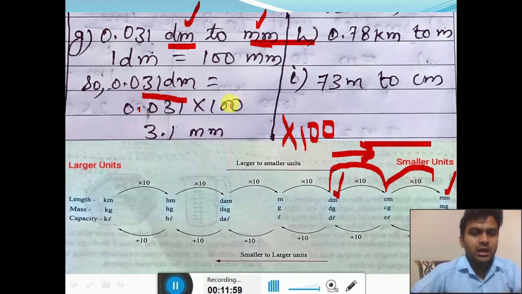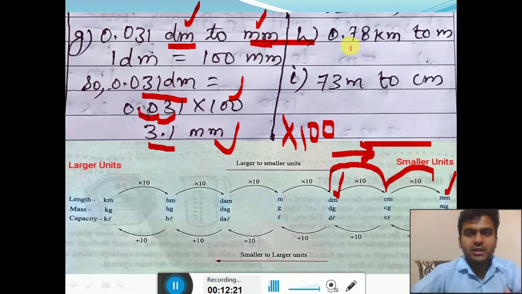0.031 into 100. So when you multiply it by 100, move the decimal point 2 places, 1 place, 2 place. So your answer is 3.1 mm. So decimeter is changed into the millimeter.